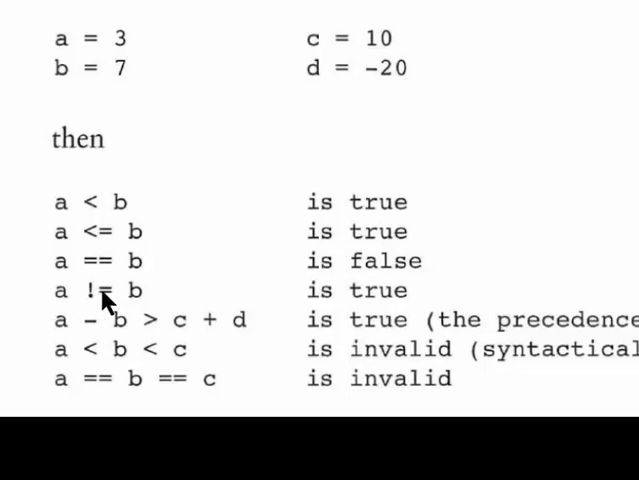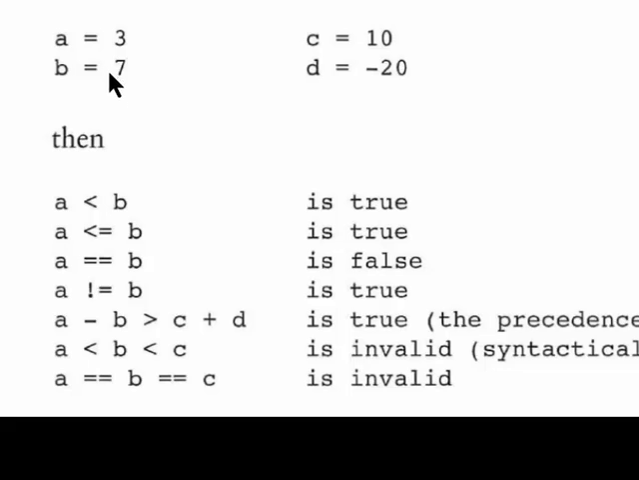All right, A not equal to B would be true. 3 is not equal to 7. A minus B is greater than C plus D. Now here the order of operations is that the mathematical operators have greater precedence than the relational operator greater than. So it's going to do A minus B and get negative 4, then check to see if that's greater than C plus D. Well, this gives me negative 10, so you have negative 4 greater than negative 10. That is true.